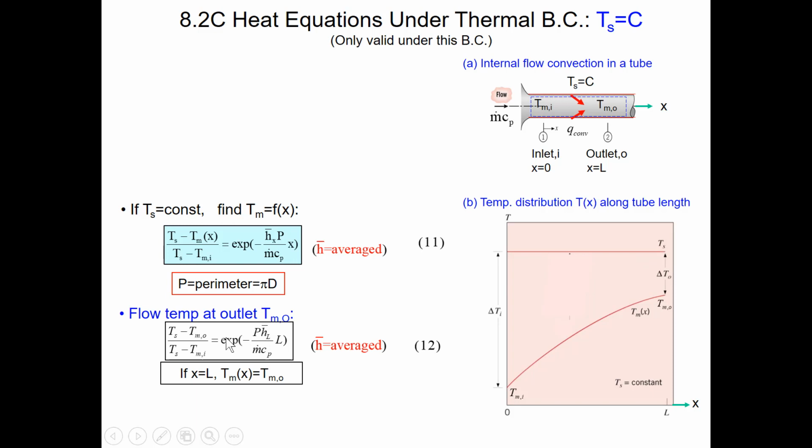If you're interested in the flow temperature at the outlet, equation 12 relates the flow temperature at the outlet Tmo to the surface temperature, the flow temperature at the inlet, the perimeter parameter, the average heat transfer coefficient, mass flow rate, specific heat, and location L.